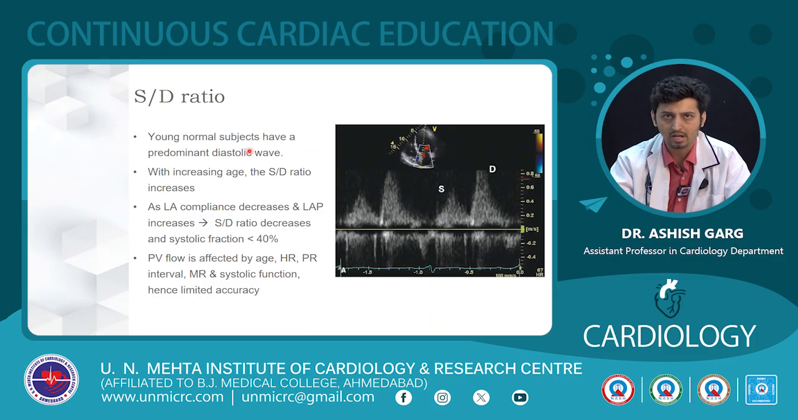Young normal subjects have a predominant diastolic wave, and with increasing age, the SD ratio increases. As the LA compliance decreases, the SD ratio decreases, and the systolic fraction becomes less than 40%. And the S wave velocity duration, the S wave amplitude decreases, and the diastolic amplitude increases.